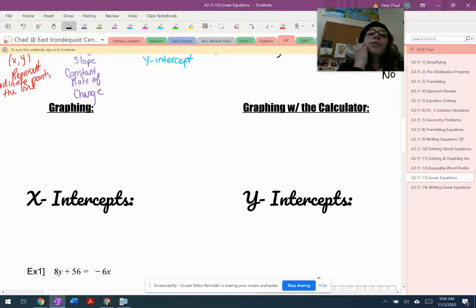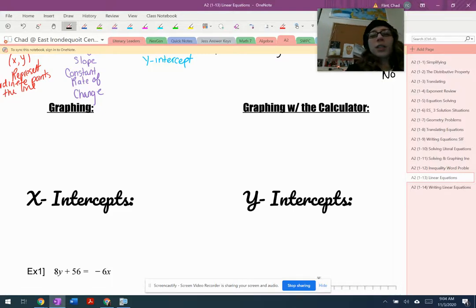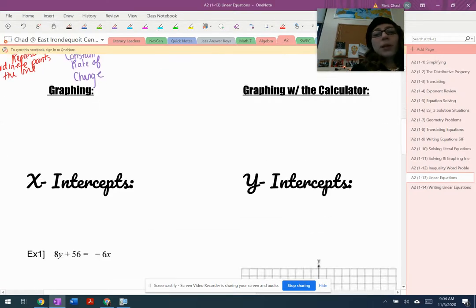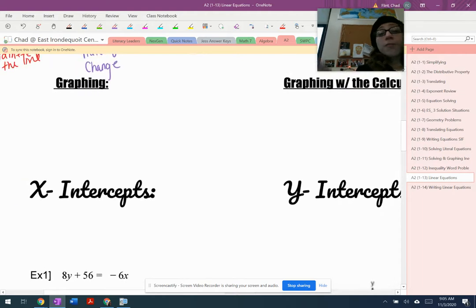All right, algebra notes for A2, 1-13, linear equations. So in the previous one, we talked about slope-intercept form and the types of slope. Here, we're going to review just a little bit of graphing.